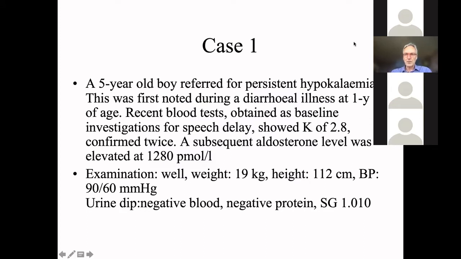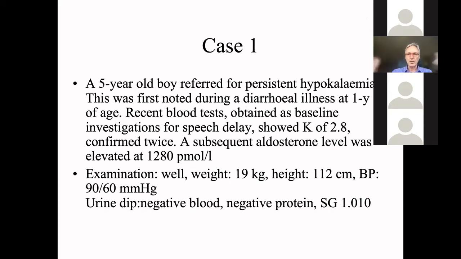So here's the first case. In order to make it a little bit more entertaining for you, I've mixed these tubular segments so that you're not necessarily going in the order of the nephron. So this is a 5-year-old boy who was referred for persistent hypokalemia, that was first noted when he had a diarrheal illness at 1 year of age.